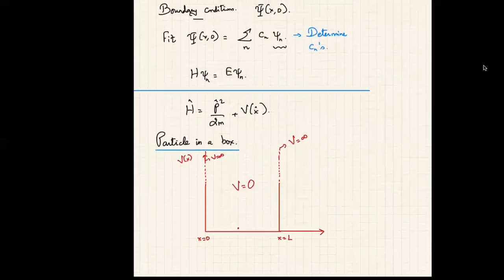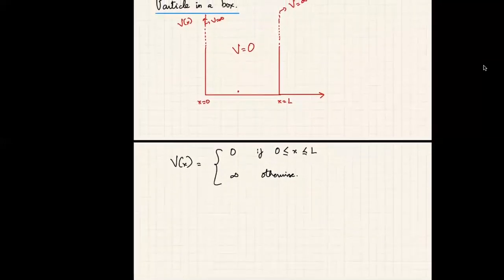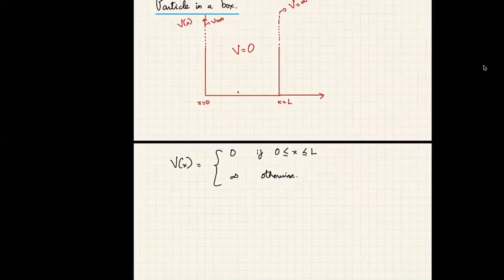If the potential is 0, obviously it means there is no force acting on the particle, so the particle is basically free. So the potential energy function of this particular particle in a box scenario is such that V of x equals 0 where x is between 0 and L, and infinity otherwise. So the particle is basically free to move inside the box, but outside the box, the particle can never be found.